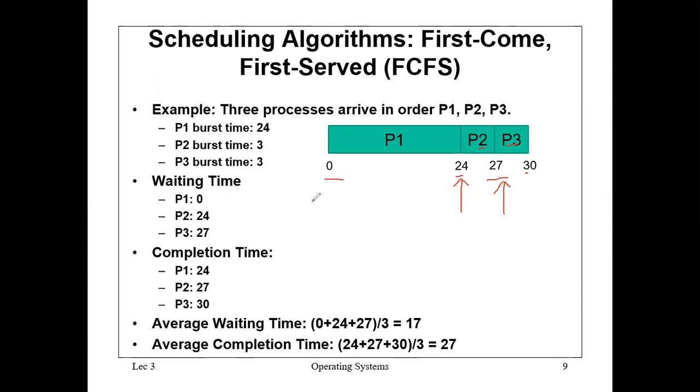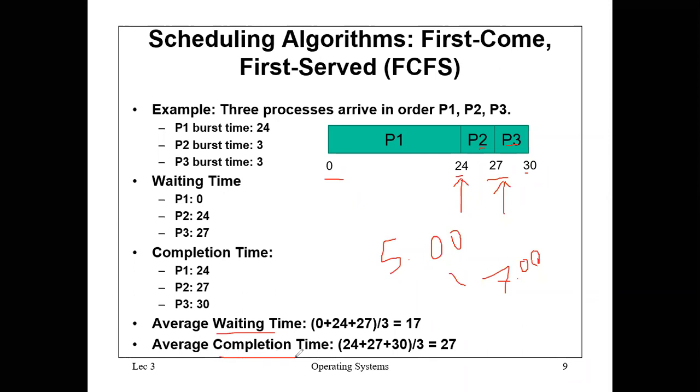The second one is called waiting time. So what is waiting time? Let's assume a process arrived at 5 p.m., and it got the CPU at 7. So these 2 hours are its waiting time. Waiting time means the difference between when a process arrives and when it gets the CPU. What is the completion time?